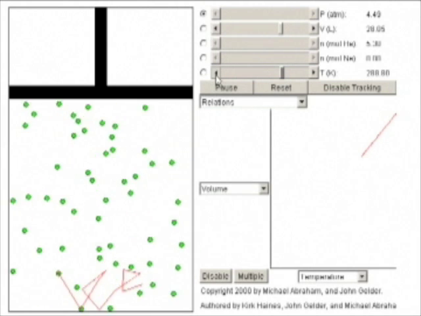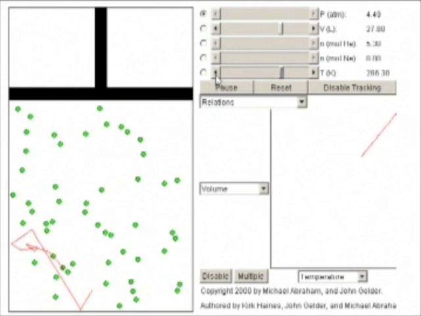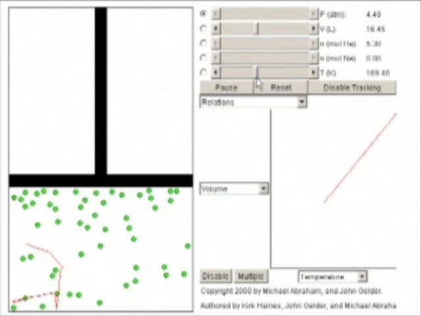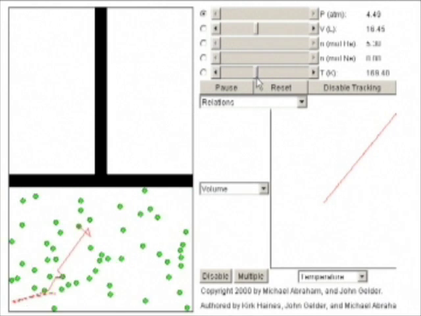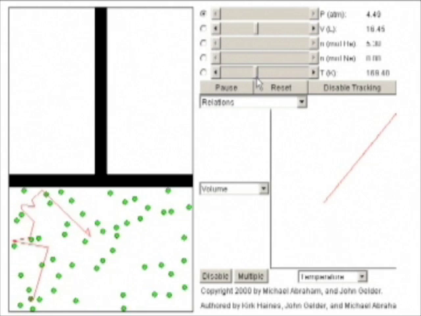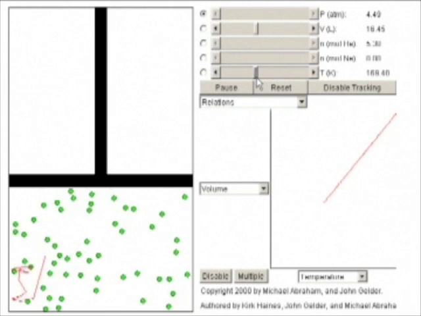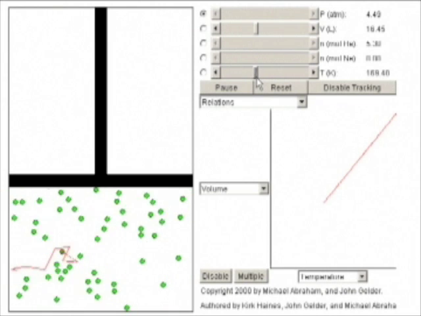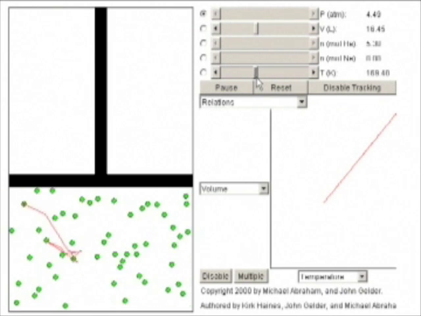As we decrease our temperature, their velocities decrease. And so now, in order to hold up that top container, more molecules have to collide with the roof to keep it up.